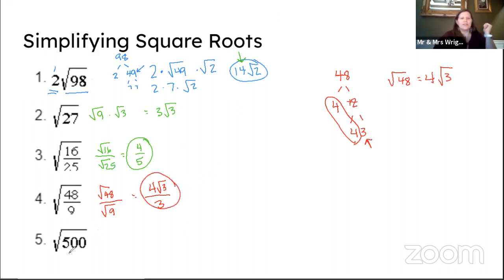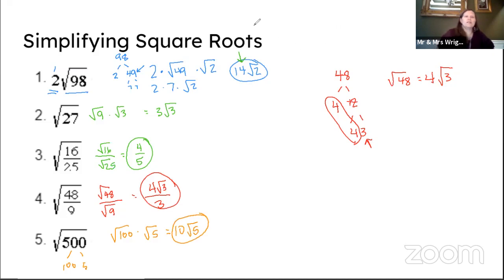All right, last one. Here we go. This one, I can easily see a perfect square. Hopefully you saw it too. It's the number 100. So 500 can be divided up into 100 times 5, right? And 100 we know is a perfect square. So I'm going to do square root of 100 times square root of 5. Okay, square root of 100 is 10, so the answer is 10 square root of 5.